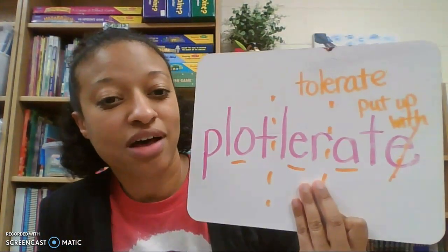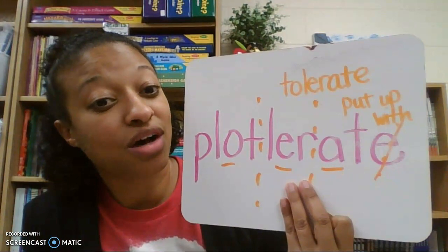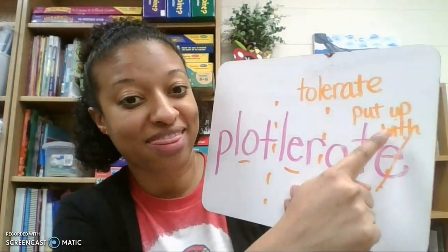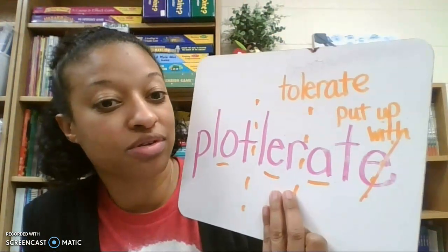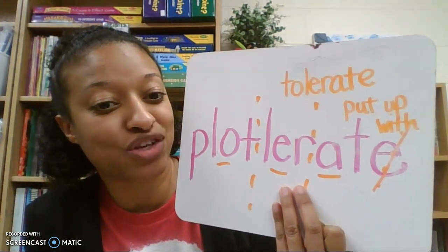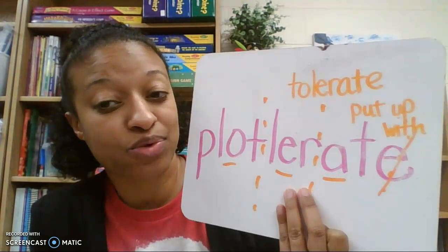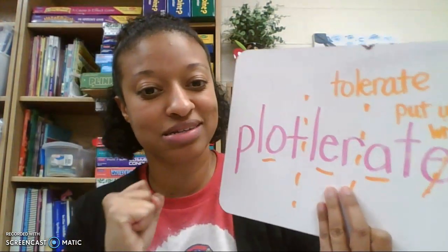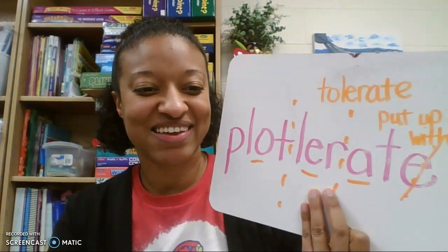Now, I actually got plotlerate from the word tolerate, which is actually a real word, which means to put up with. So some of you might only put up with your little siblings because your mom makes you. So plotlerate would mean tolerate or to put up with. Silent dance if you got it correct, because you're awesome. Let's keep going.